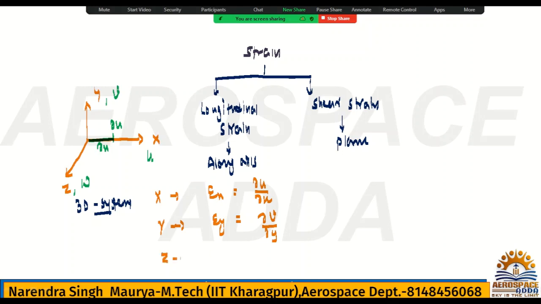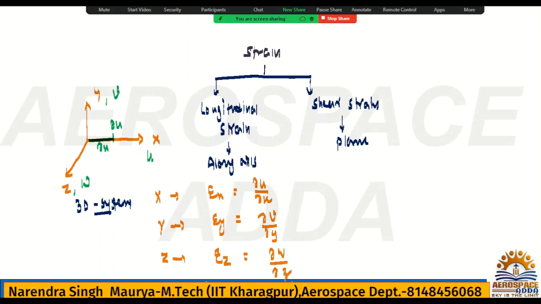Similarly, in the z direction it is longitudinal strain, hence epsilon z is nothing but, displacement in z direction is w, dou w divided by dou z. These are the longitudinal strains. Sometimes called linear strain, sometimes normal strain, linear strain, longitudinal strain.